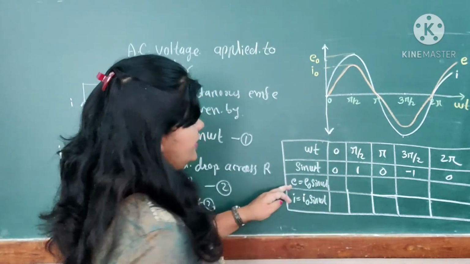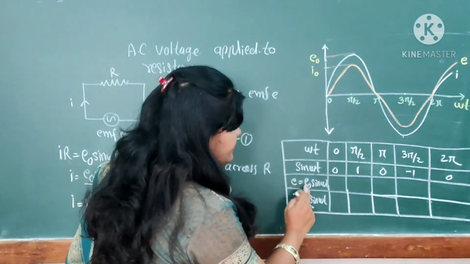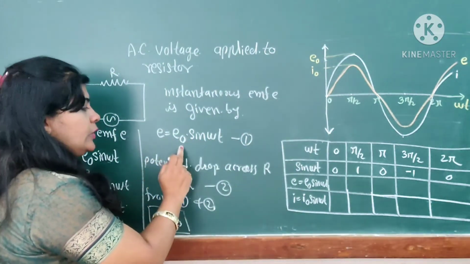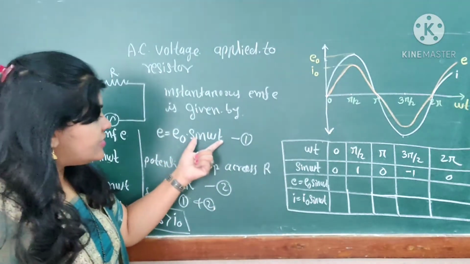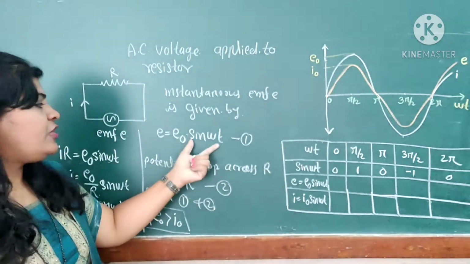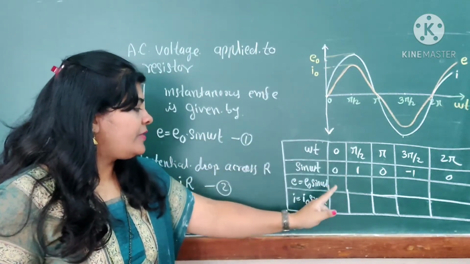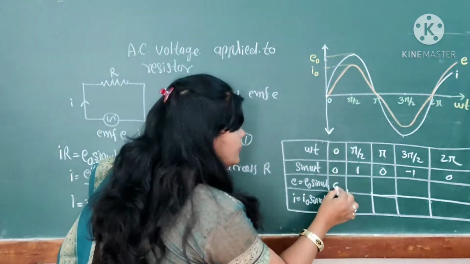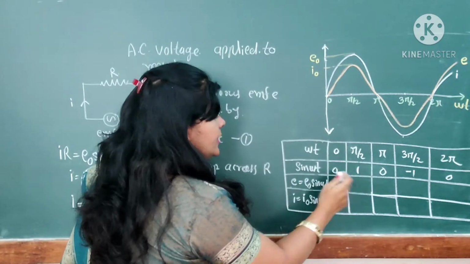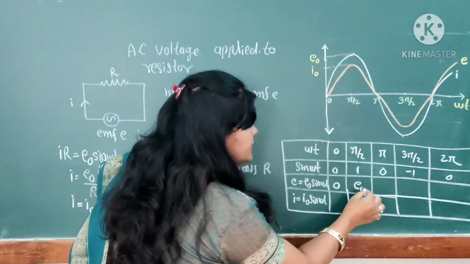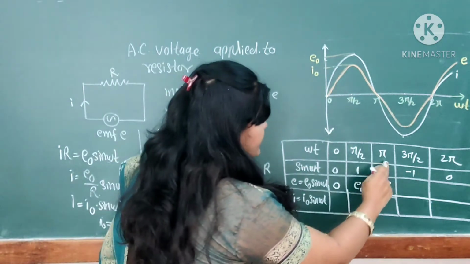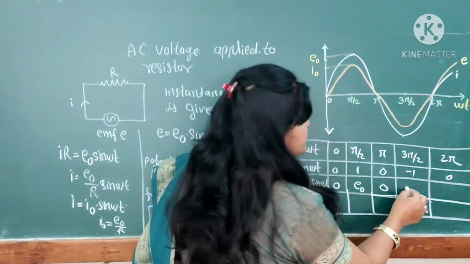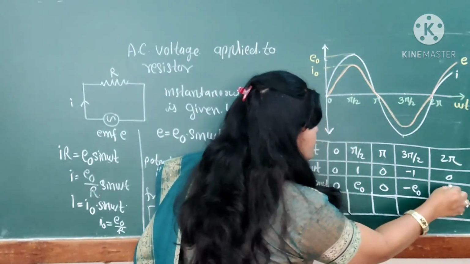If I take the equation E is equal to E naught into sin omega t from equation number 1, see here, we are substituting the value of sin omega t. If the angle is 0, sin omega t is 0, and 0 multiplied by E naught gives 0. Next, sin omega t becomes 1, so E naught is the maximum value. Again at pi, sin pi is 0, that gives 0. Next, this gives minus E naught, again 0.